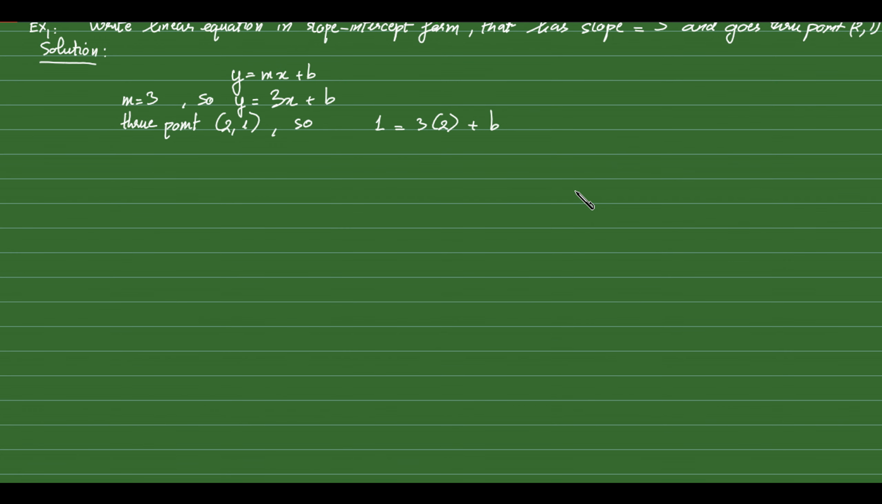So now we're going to solve for b. So I go ahead and calculate this. It will be 1 equal to 3 times 2, which is 6, plus b. Subtract both sides by 6. So I have b equal to negative 5, right?